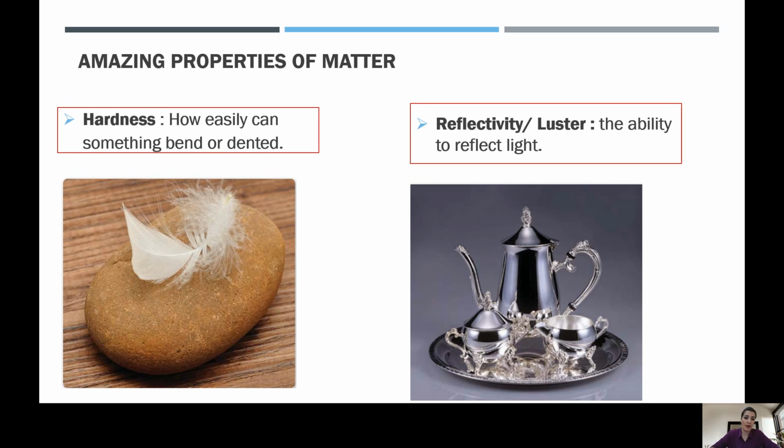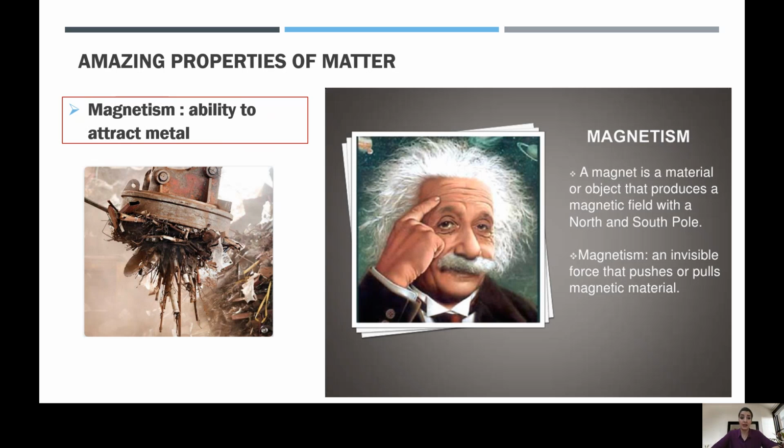Okay, so not all matter will have these properties, especially reflectivity. This will help me to differentiate matter by their properties. So if I tell you that wood has the property of hardness, but it will not have reflectivity. However, metal will have the property of hardness and reflectivity as well, the ability to reflect light. I hope this is clear to you. The next thing that we will talk about is another physical property called magnetism.